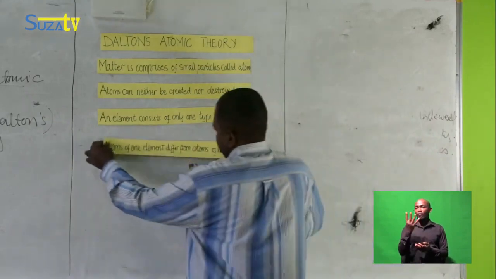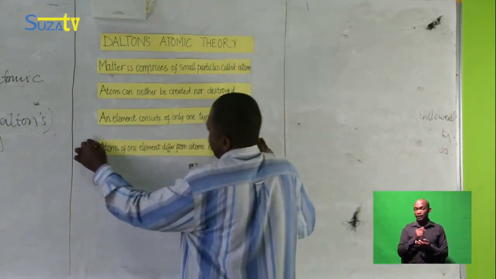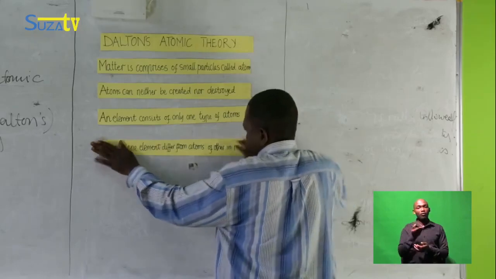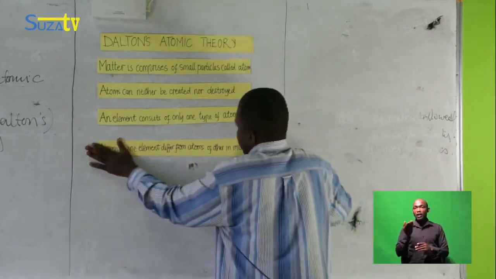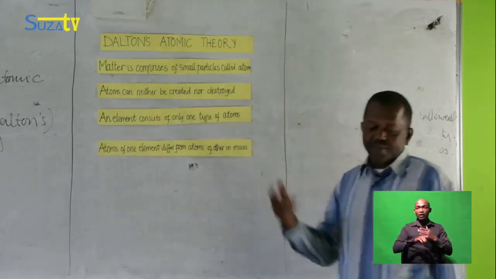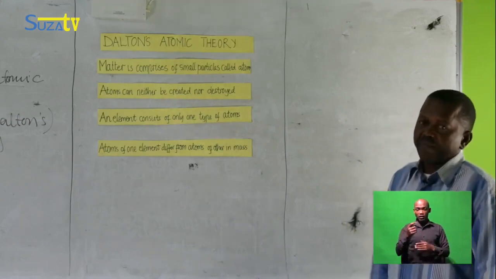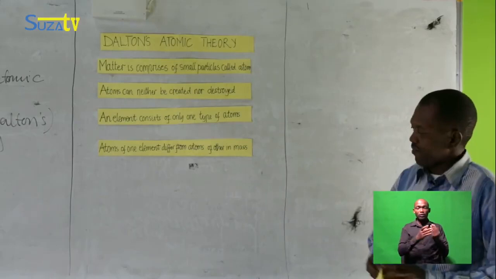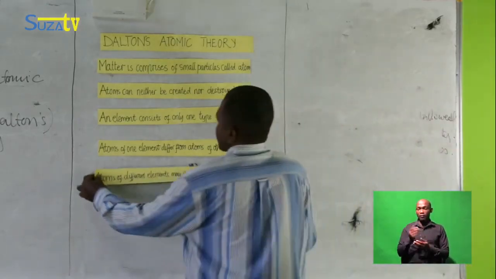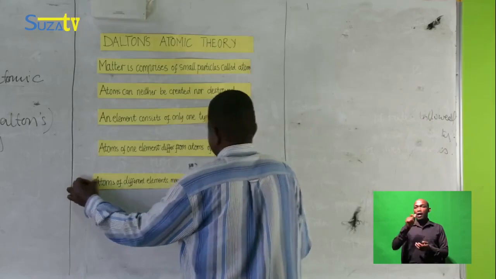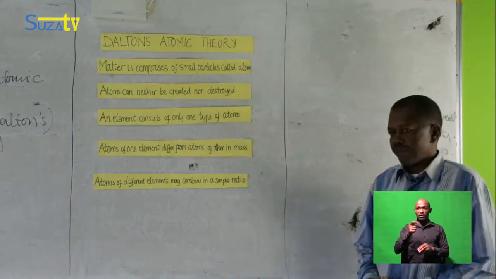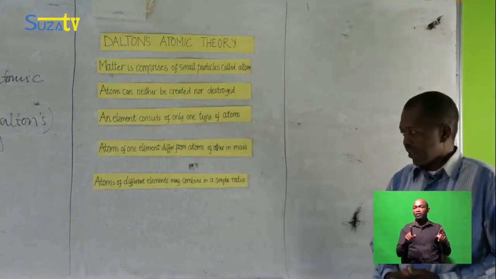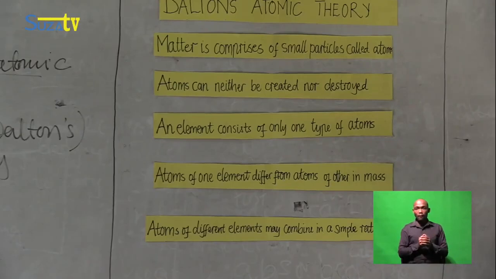Postulate 4 says atoms of an element differ from atoms of another element in mass and also chemical properties. Postulate number 5 says atoms of different elements may combine in a simple ratio to form compounds.